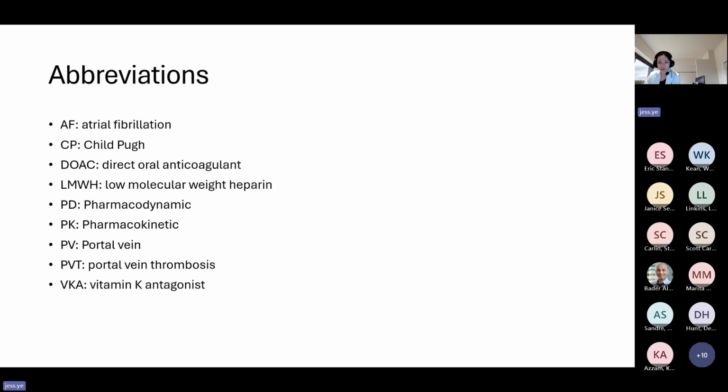These are the abbreviations that will be covered in this talk. AFib, AF is atrial fibrillation. CP is Child-Pugh. You will see that throughout the talk. DOAC and low molecular weight heparin is pretty commonly used. PD is pharmacodynamic. PK is pharmacokinetic. PV is portal vein, and PVT is portal vein thrombosis. VKA is vitamin K antagonist, and in this talk, it is warfarin.